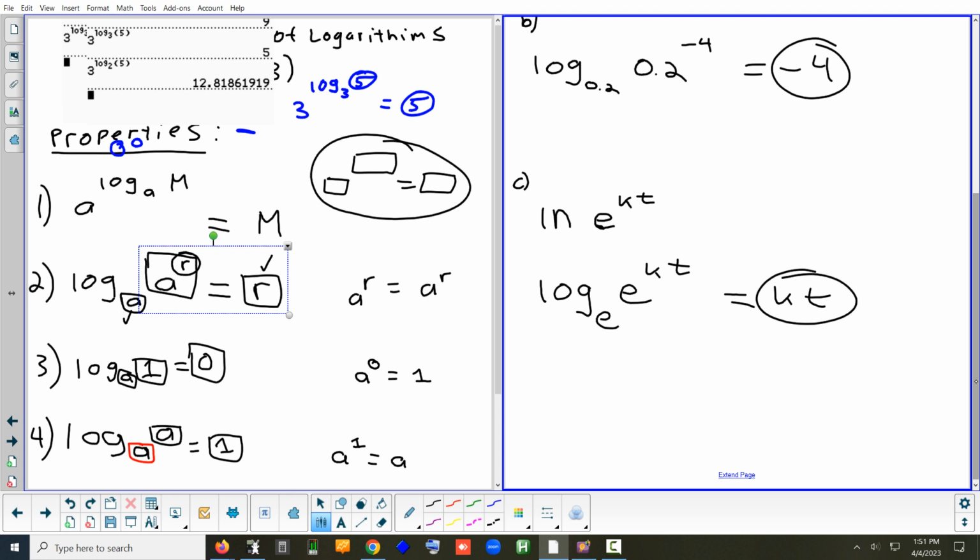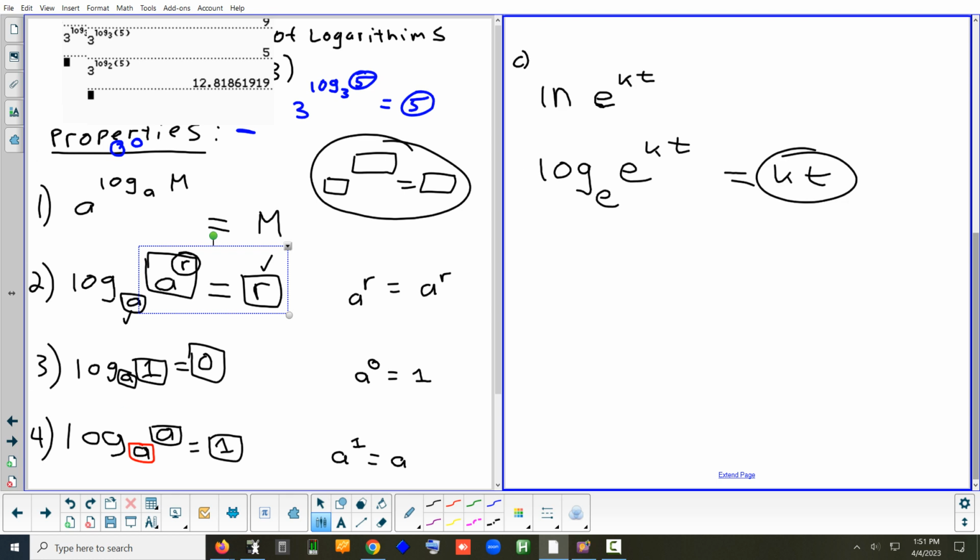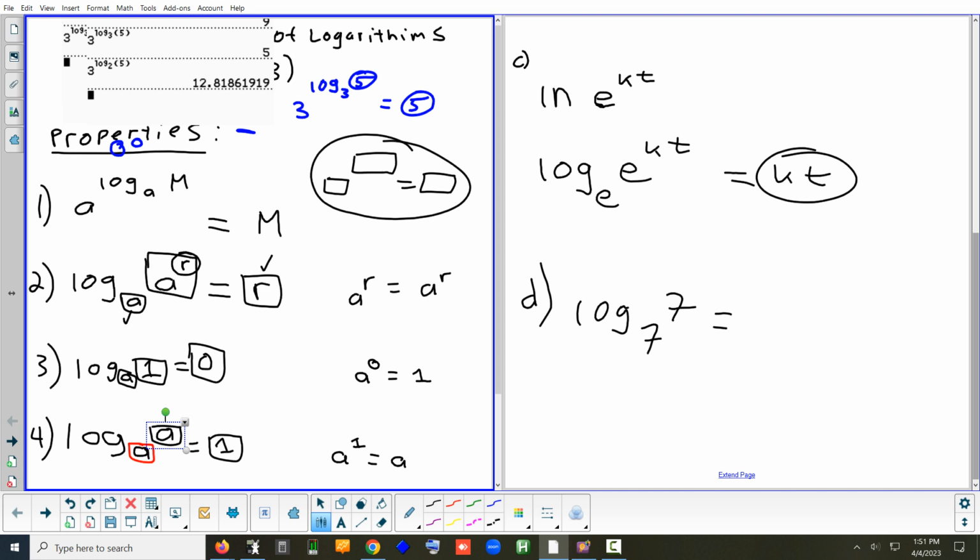Okay. Any question on it? Let's do another one. Let's do log base 7 of 7. Okay, what's log base 7 of 7? The opposite. That's 1. That's property 4, where you're taking the log and the base and the argument match.